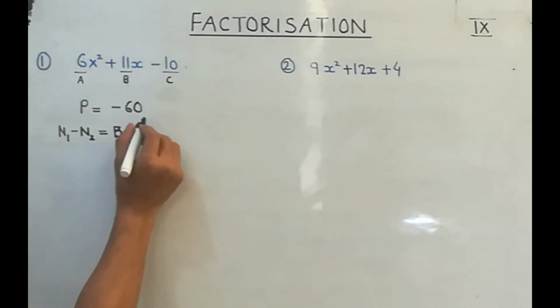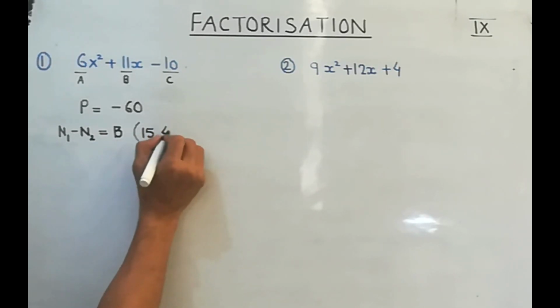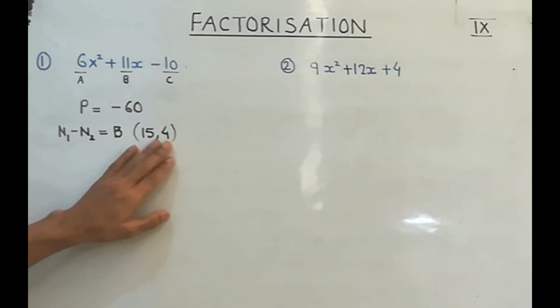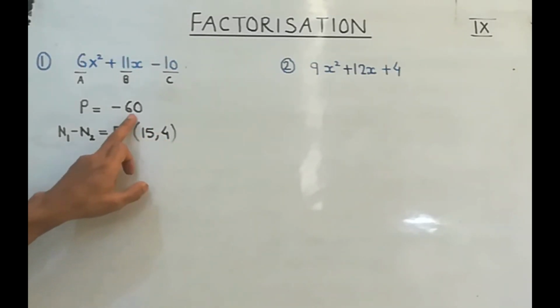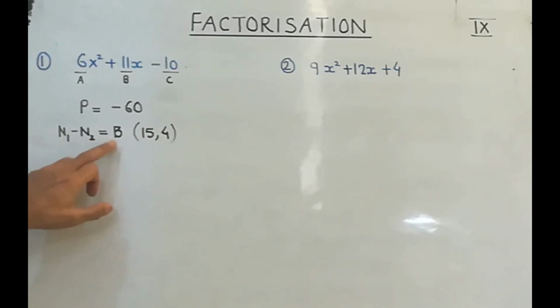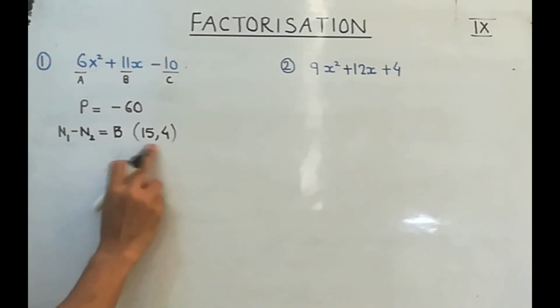So we can have the two numbers 15 and 4. See, 15 and 4 when multiplied will give you 60, and when we take the difference, they will give you 11. Now what was the third step? In the third step they asked you to replace b with n1 minus n2.